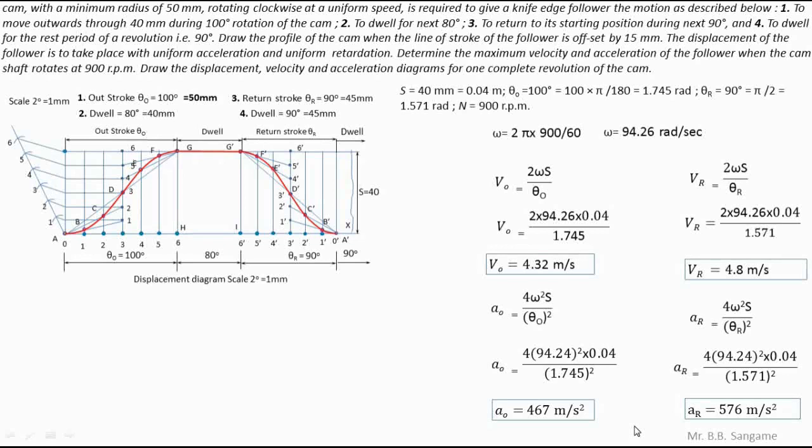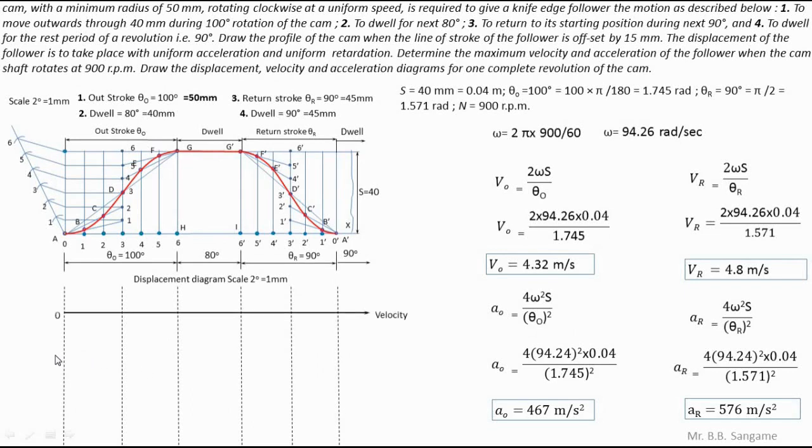Okay, so to draw the velocity and acceleration diagram, first of all I am going to draw the projection lines from points 0, 3, 6, 6 dash, 3 dash, and 0 dash. So I have drawn 6 projection lines. On this I have drawn a horizontal line which is going to represent the velocity, and a second horizontal line which is going to represent the acceleration. Already we have calculated the velocity during outstroke, which is 4.32 meter per second. So this is the part of outstroke.